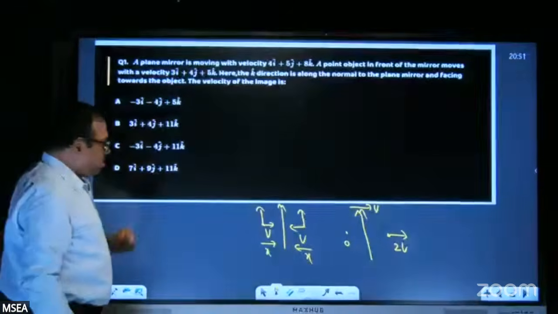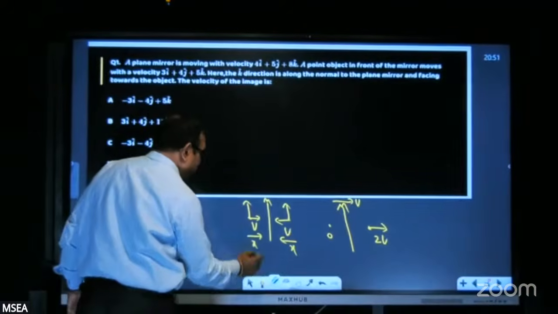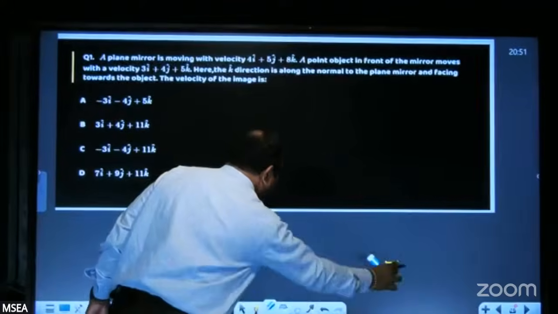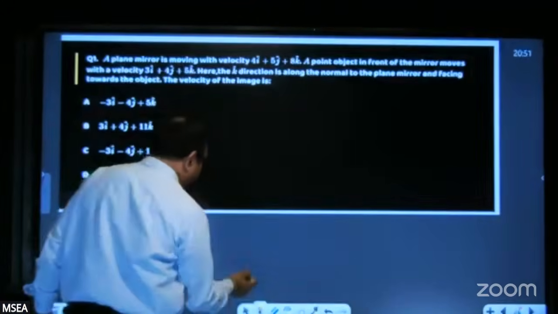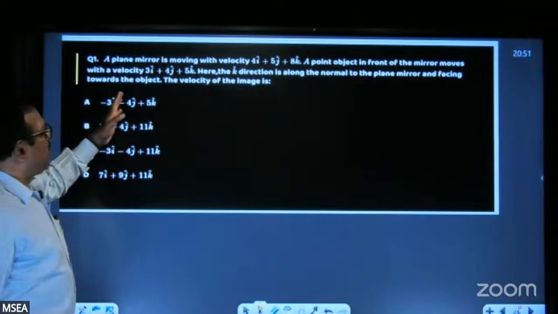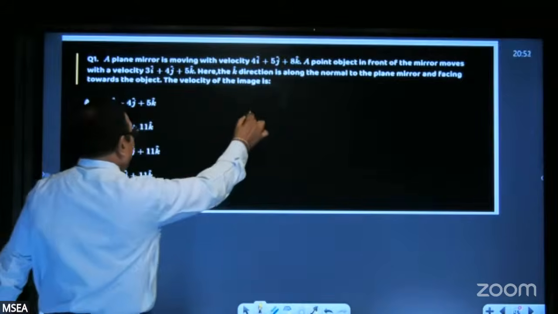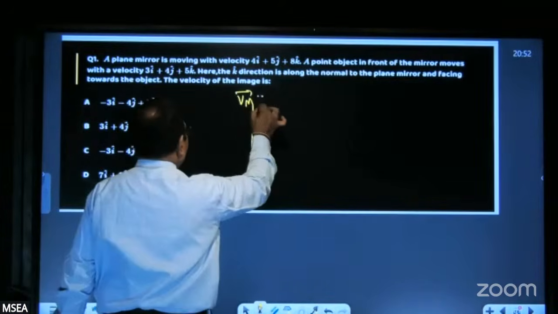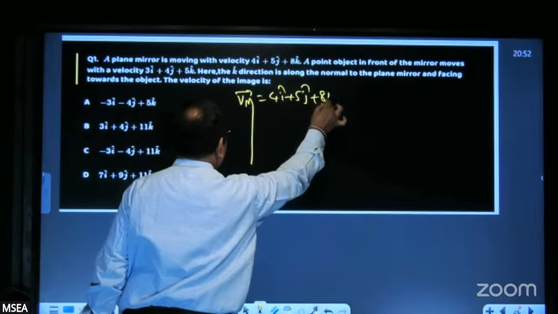One more point let us take. Then based on this, we discuss one question. Let us take one question we discuss. Now let us see this question. A plane mirror is moving with velocity 4i cap plus 5j cap plus 8k cap.